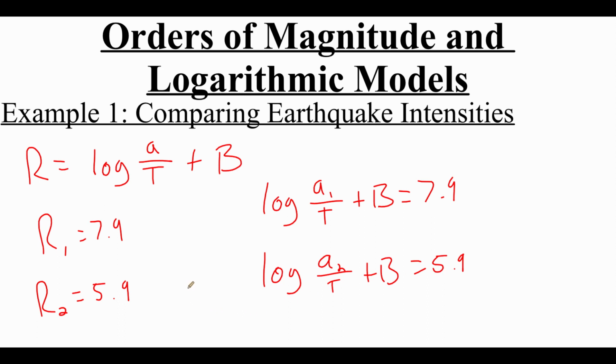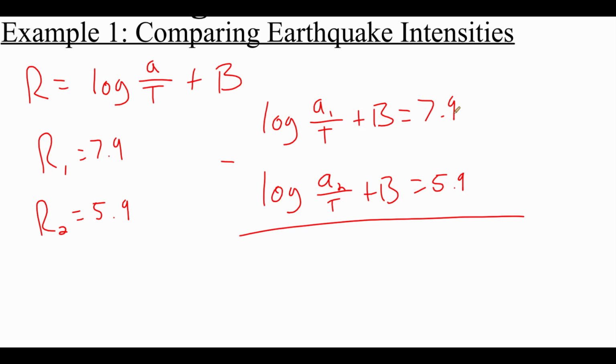Now if I were to find the difference between these, if I were to subtract these, I'm actually going to work this subtraction right to left because it's going to be easier that way. If I take the 7.9 minus 5.9, that's just going to be 2. And if I take B minus B, those are going to cancel each other out. Now with these two logarithms that we've got, we don't have any actual numbers in there right now, so there's not any actual simplifying that we can do.